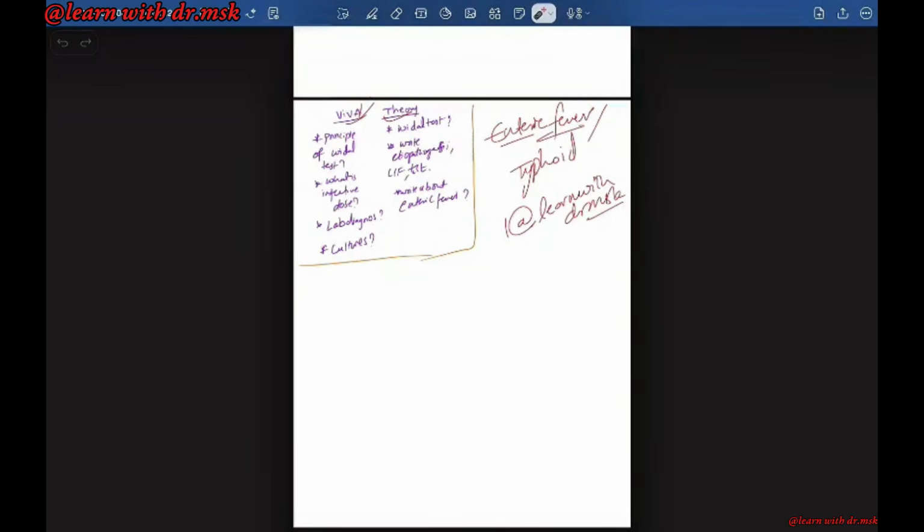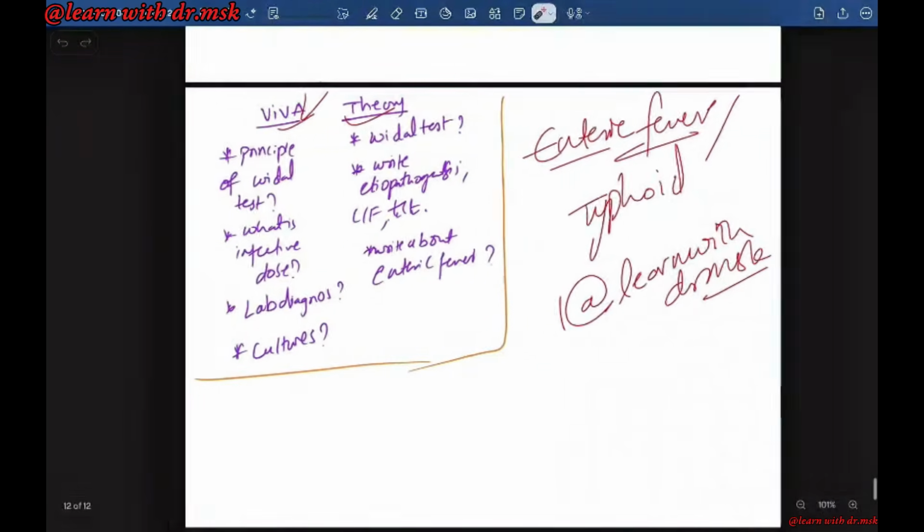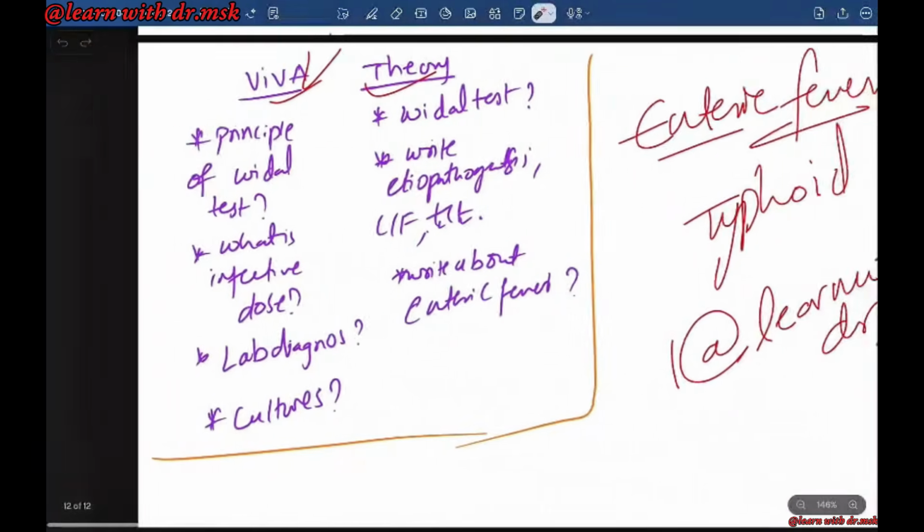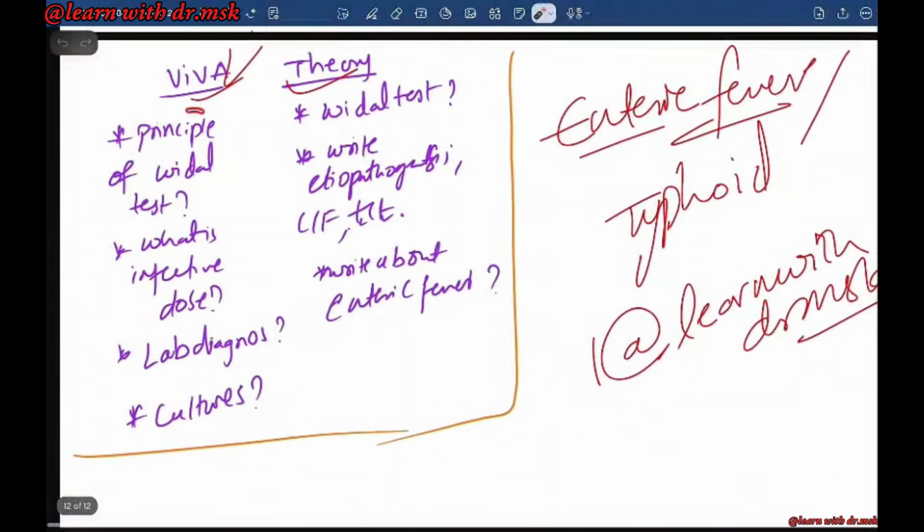Today I'm going to explain about enteric fever, also known as typhoid fever. According to university pattern, we have two types, viva and theory. In viva, what are they going to ask? The principle of the Vidal test, when it is done, what is the infective dose, what is the lab diagnosis, what are the cultures, what are the specific media, and what are the clinical features, etc. They are going to ask these in the viva.